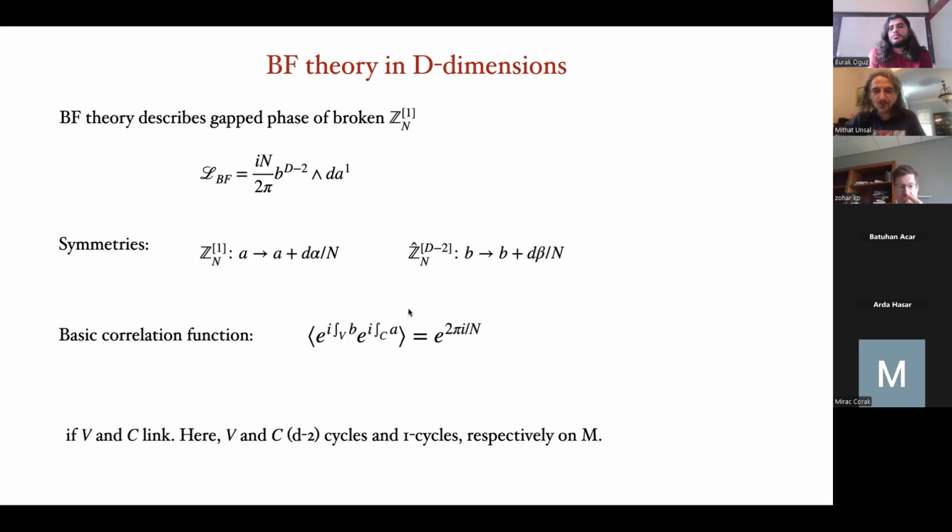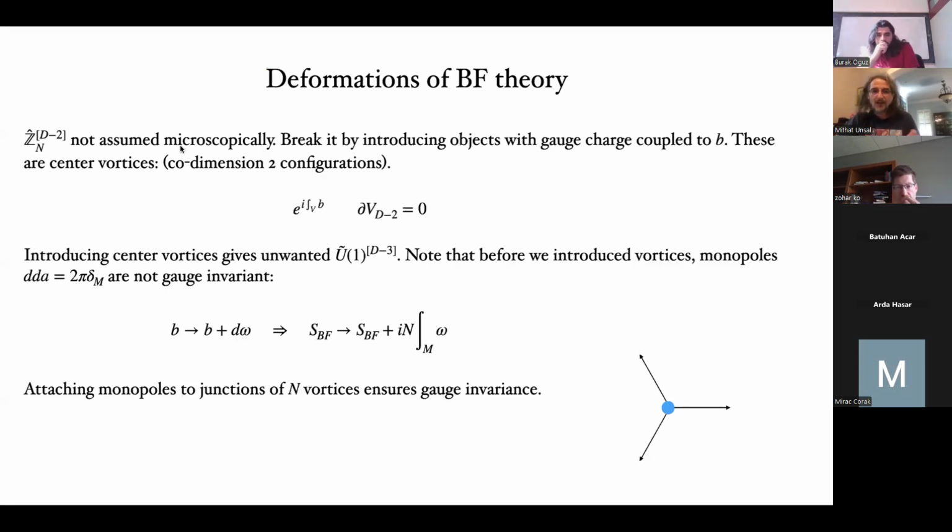However, you note that in my microscopic theory, there is only Zn one-form symmetry. But if I look at this BF theory, there is this extra symmetry. I do not want it. I should get rid of it. So this is not assumed microscopically.